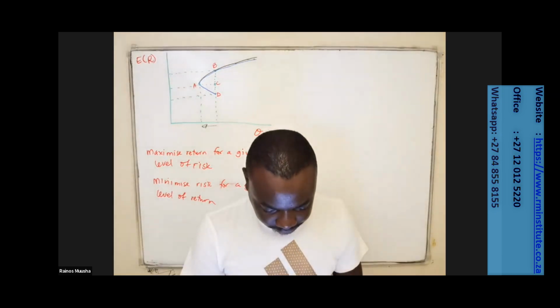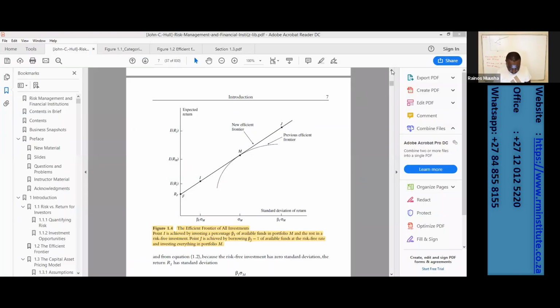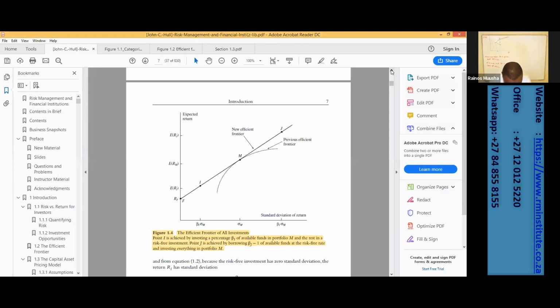Looking at page 7 of the textbook, it shows us the efficient frontier if you are assuming that you can borrow at the risk-free rate of return and invest in a risk-free portfolio as well. So if you're assuming that you can borrow at the risk-free rate and invest in a certain portfolio, you now need to find out exactly how you would come up with the given efficient frontier there as well, right?